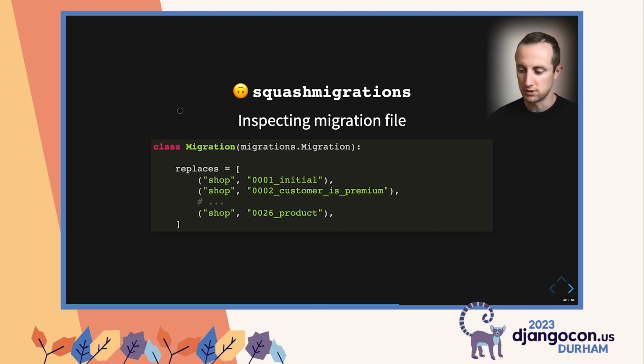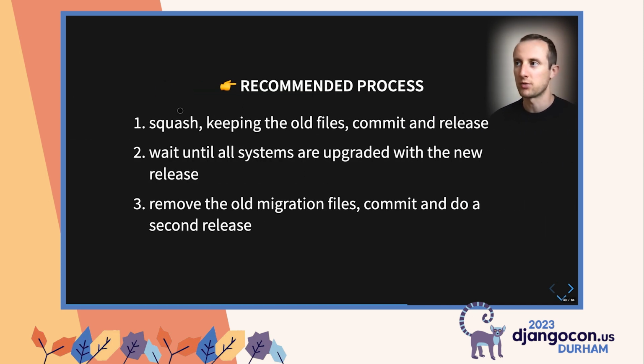So, reading through the documentation, the recommended process is squash migrations, keeping the old files, commit and release to production. Then wait until all systems are upgraded with the new release. And only then you can remove the old migration files, commit and do a second release.